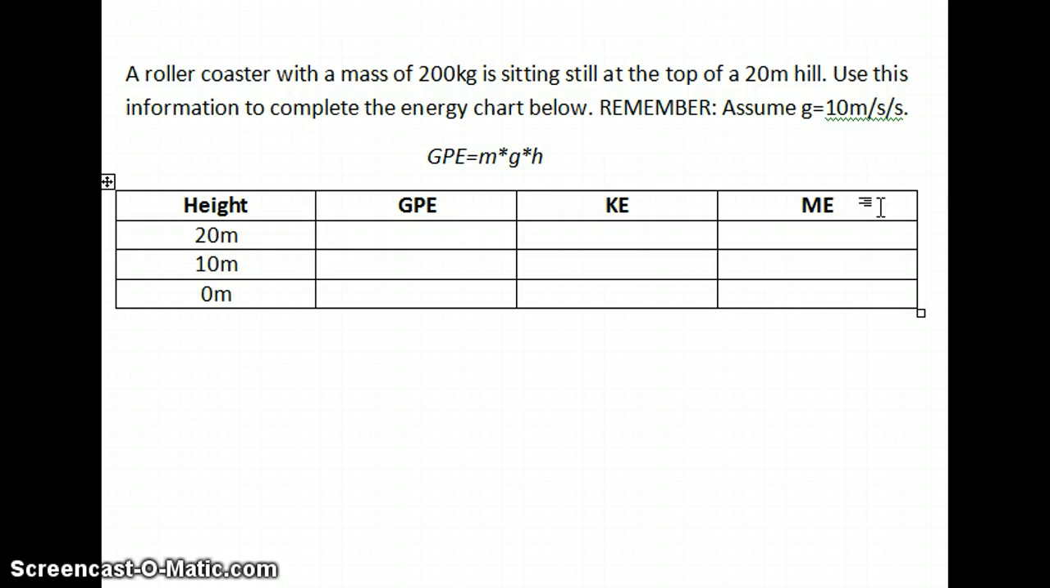Tip number 1 for calculating and populating this chart is to start at your highest point. When you look at your heights here, your highest point for your roller coaster is 20 meters. So we can calculate GPE, which is found by simply multiplying the mass, 200 kilograms, times g, which is 10 meters per second squared, times the height, which is 20 meters. And as you input that into your calculator, you will find that GPE is equal to 40,000 joules.